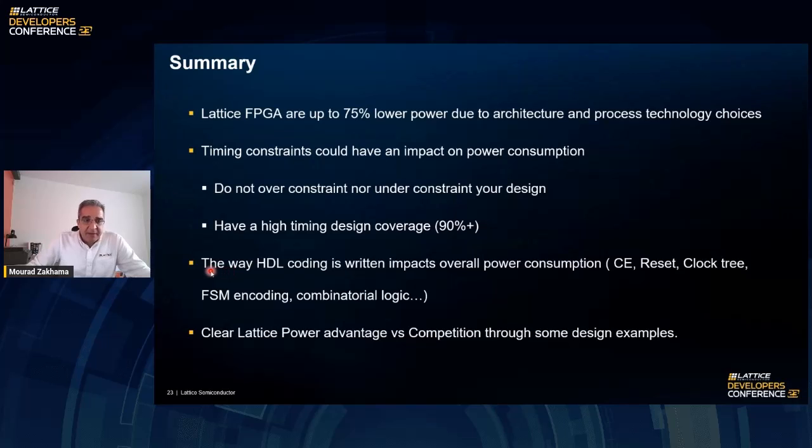The other thing we've gone through is the HDL code. Obviously, the way you write your code will have an impact on power. There are architecture hardware features that will allow you to optimize power. So make sure you make use of the clock enable or the DCC, DCS that are part of the architecture. Make sure you have a clean reset strategy, clock tree, minimize the number of clocks in your design, the FSM encoding, and combinatorial logic, try not to use any combinatorial logic.